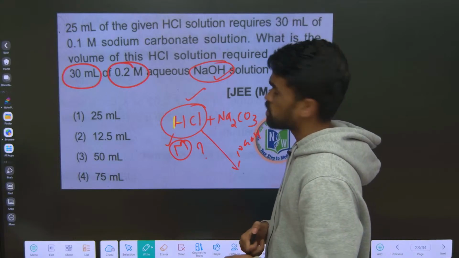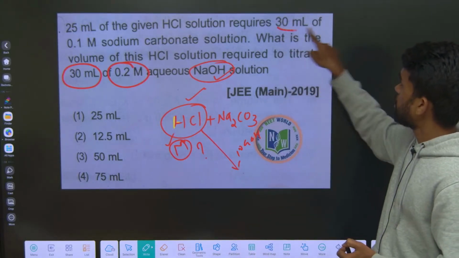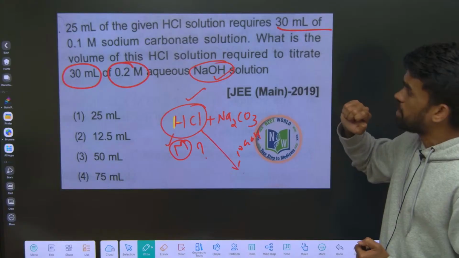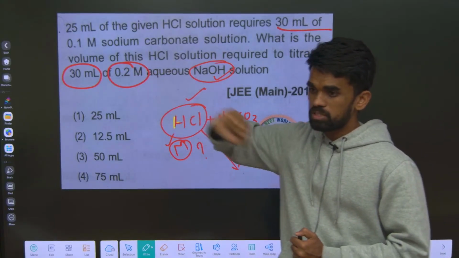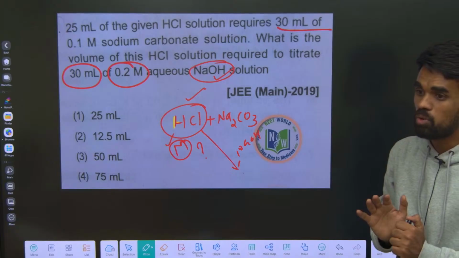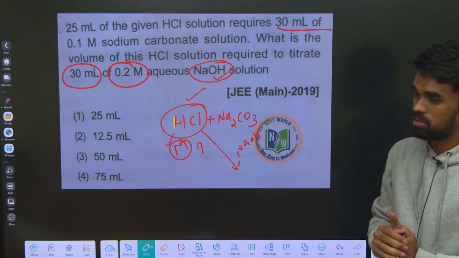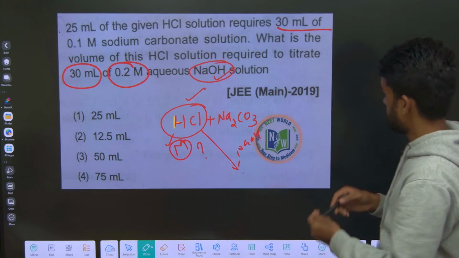Okay, is equals to, what is the volume of Na2CO3 given? 30 into 0.1. 0.1, that's it. That will give you molarity of HCl. 3 by 25. See, simple man.